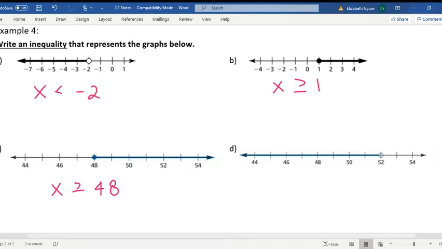And then last one, part D. Get your variable and then look at your circle. Alex, what number is our circle at? 52. It is at 52. Now we've got to decide our symbol. It's an open circle, so we either need a less than or a greater than symbol. Is this graph going up or is it going down? It's going down. We're starting at 52 and we're heading towards 50, 48, 46, 44. And it's empty, so we would go less than. Good. And then we're done with that.